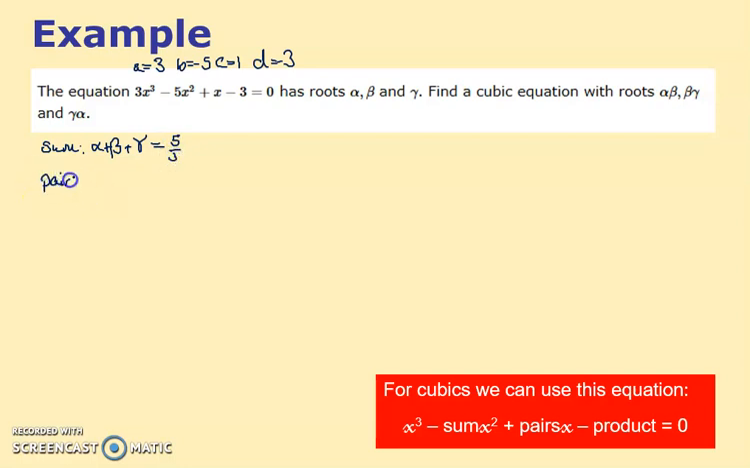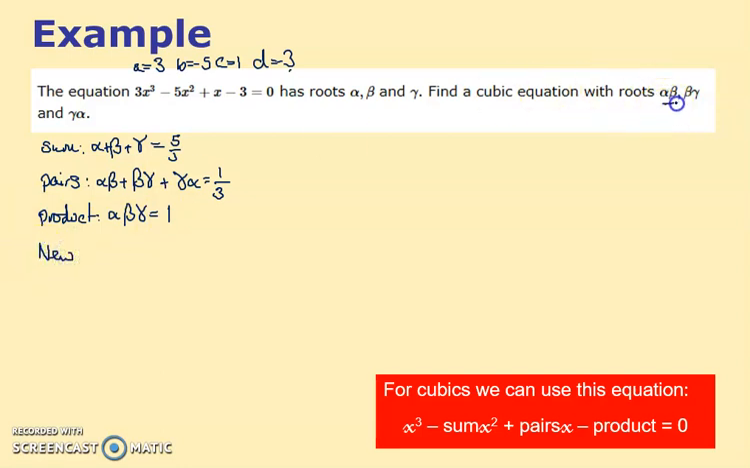The pairs here are alpha beta plus beta gamma plus gamma alpha. And that is equal to c over a, which is 1/3. And then the product, should we get the hang of this now, the product is alpha beta gamma, and that is minus d over a. That is minus a minus 3. That's plus 3 divided by 3. I think that's 1.